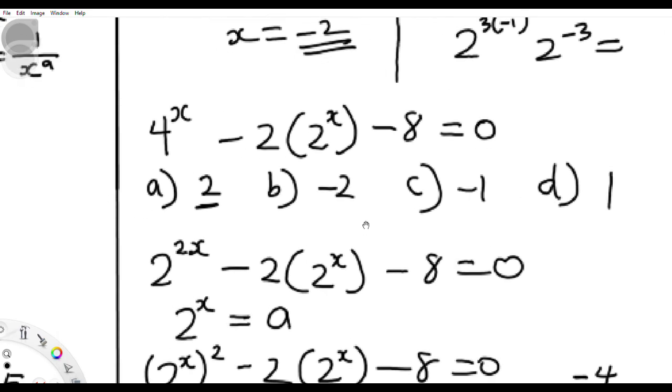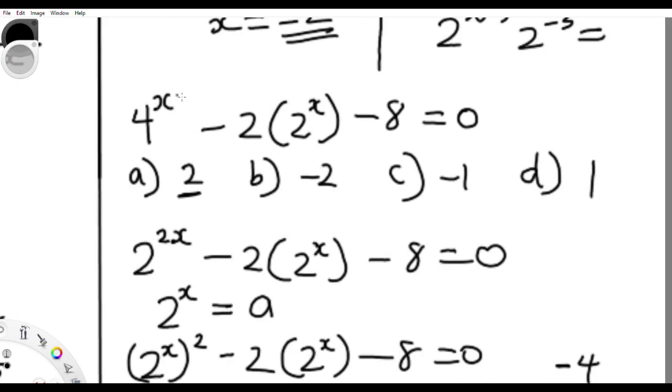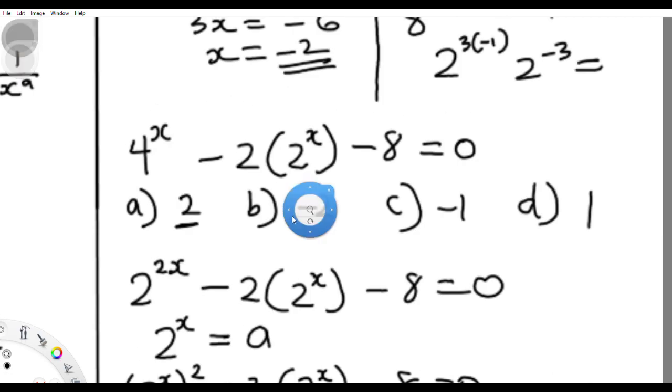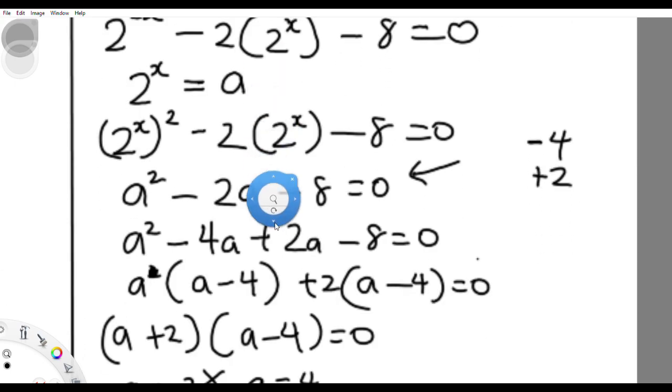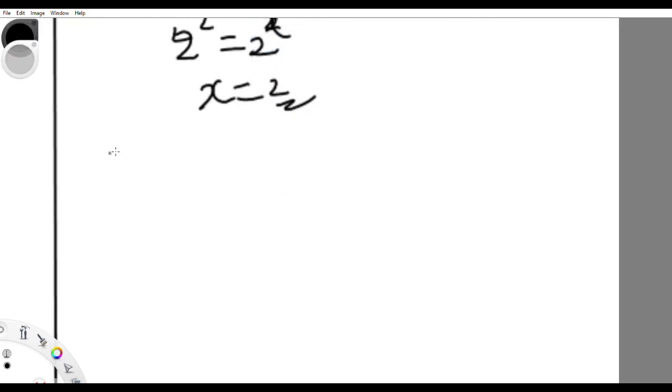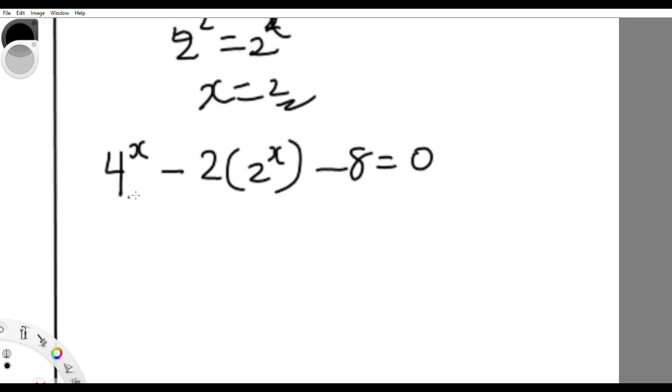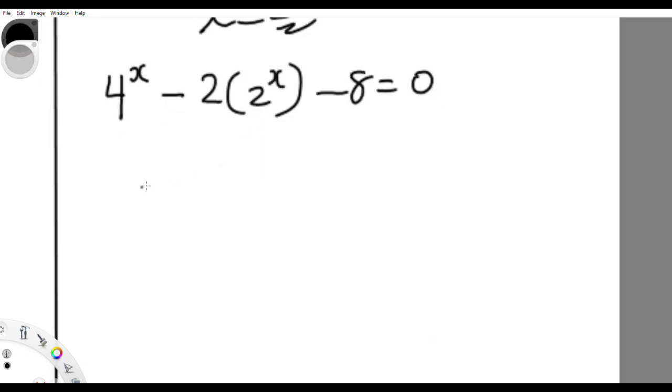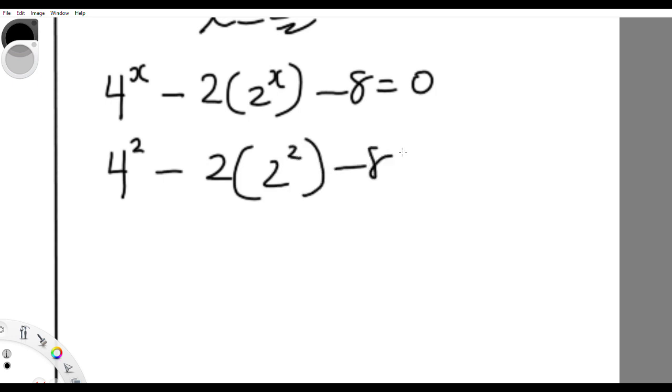I'm starting the shortcut. Okay, now putting 2 inside 4... sorry. Let me rewrite the question and start it all over again. 4 raised to the power of x minus 2 times 2 raised to the power of x minus 8 equals 0. Now I am starting the shortcut. So 4 raised to the power of, I'm picking the first option, 2, minus 2 times 2 raised to the power of 2 minus 8 equals 0.